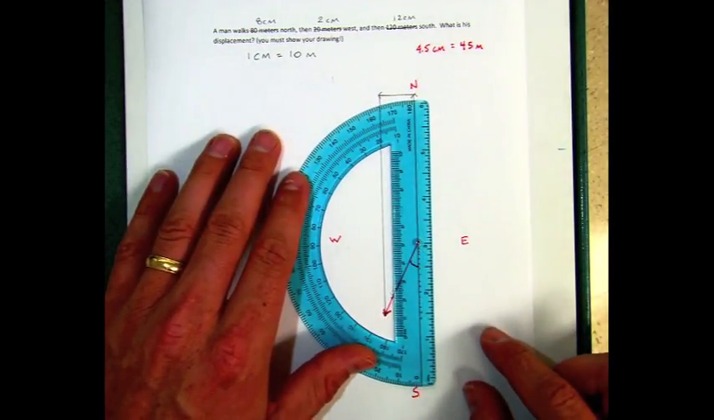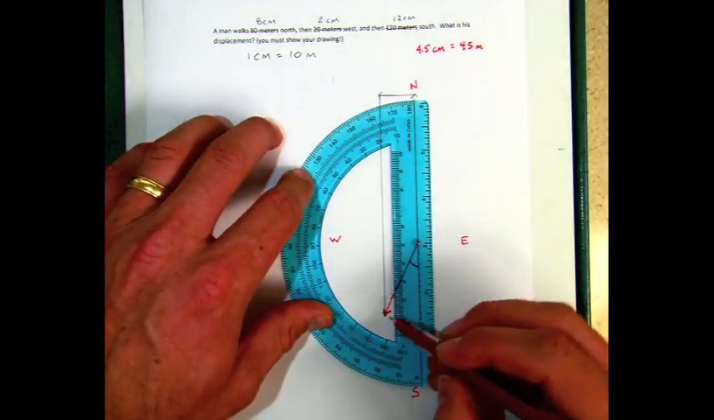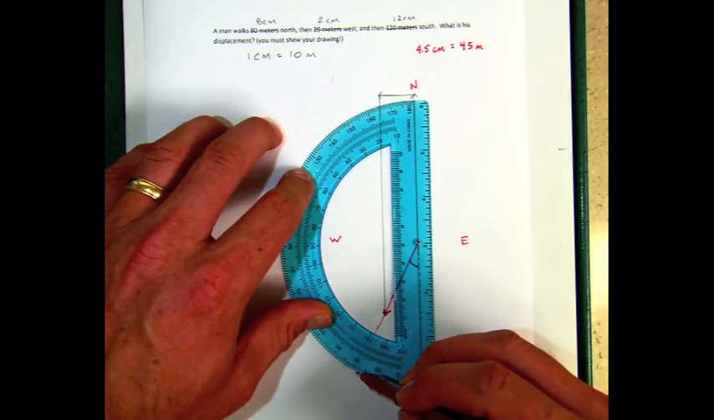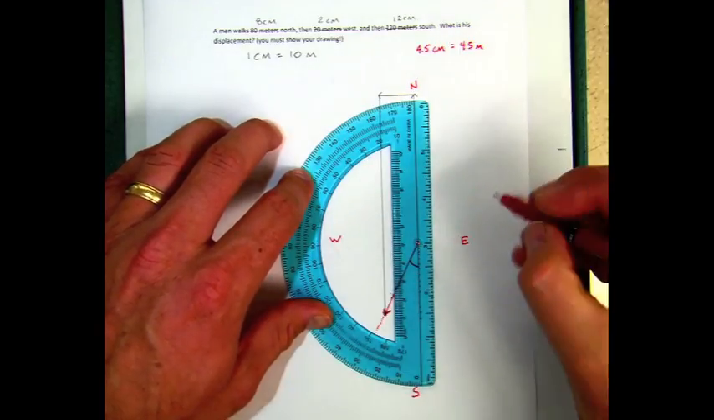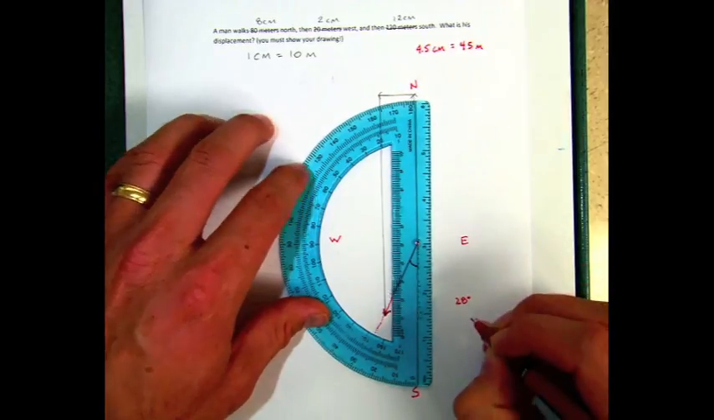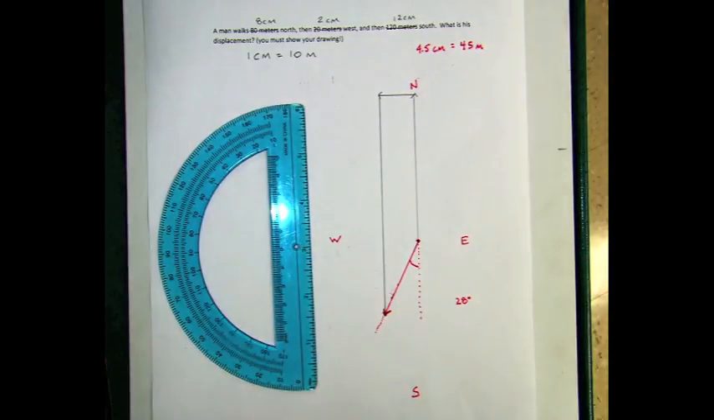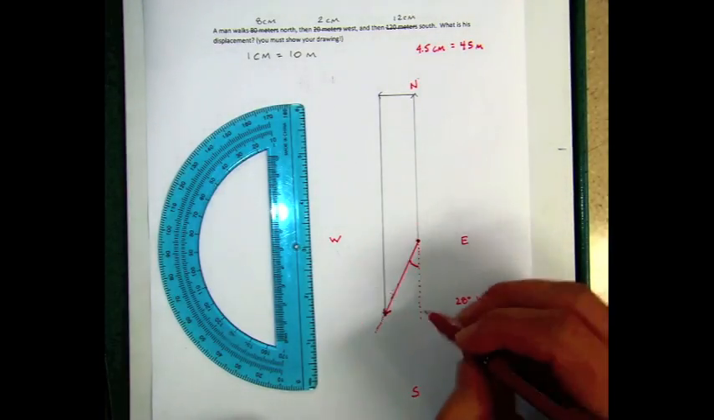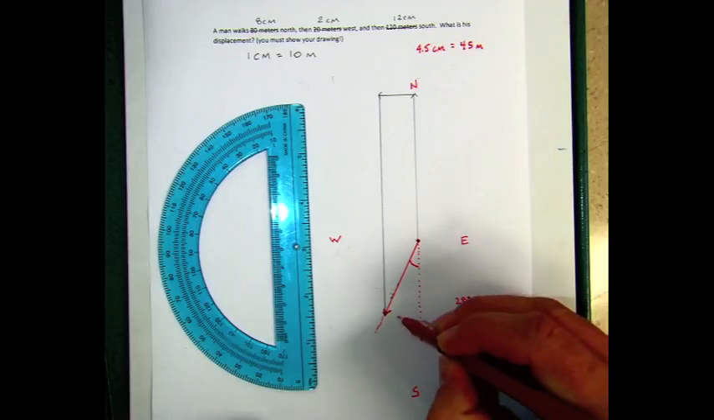So if we measure it, looking on our protractor, it looks like we're right at 28 degrees. And so since it's 28 degrees to the west of south, we would say 28 degrees west of south.